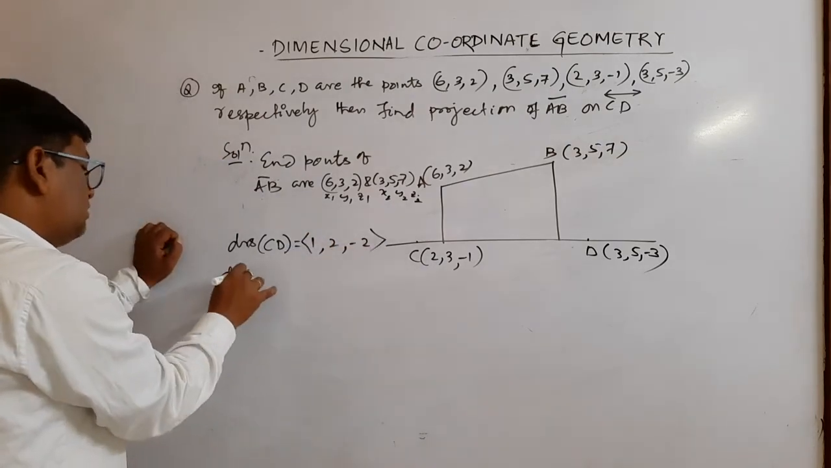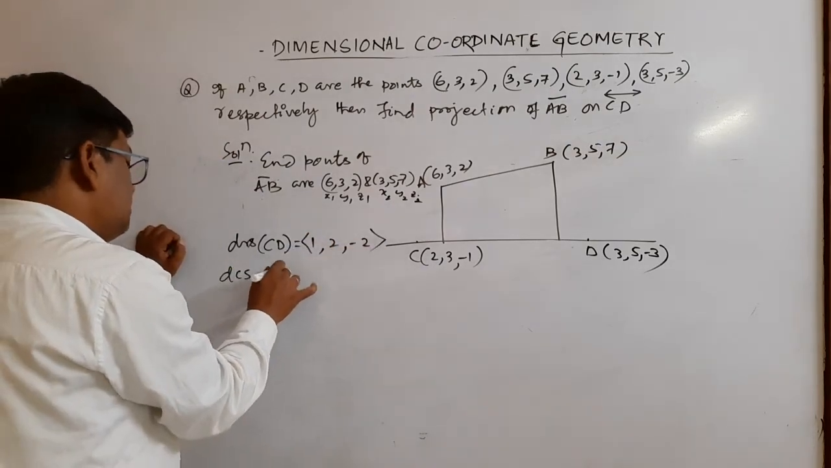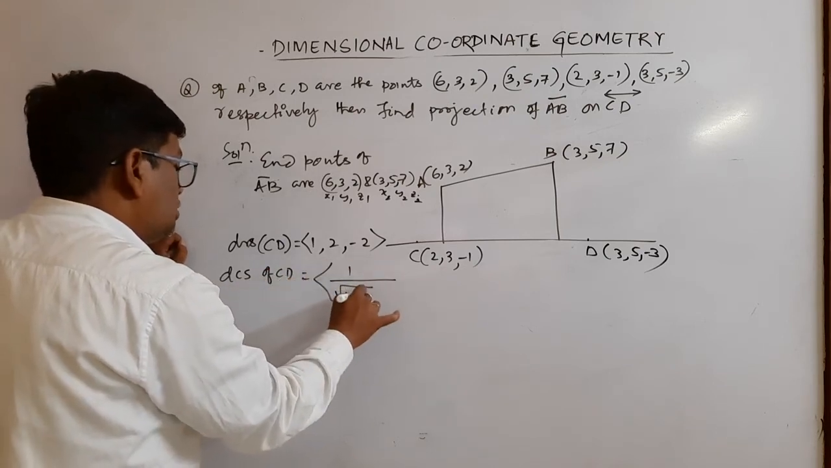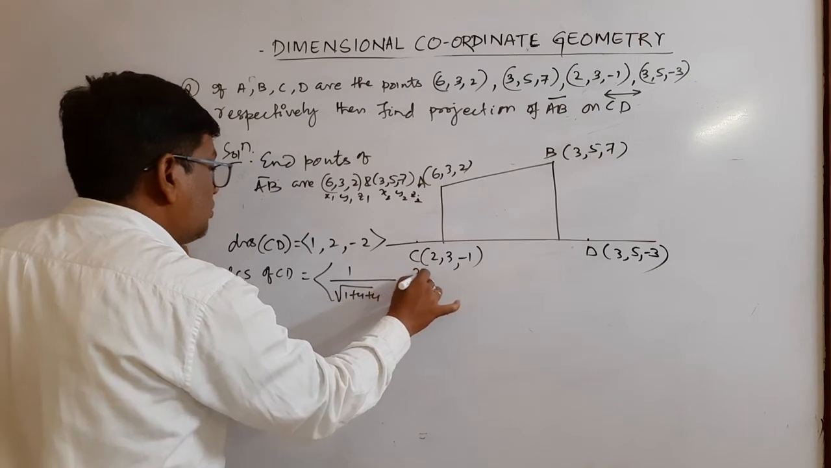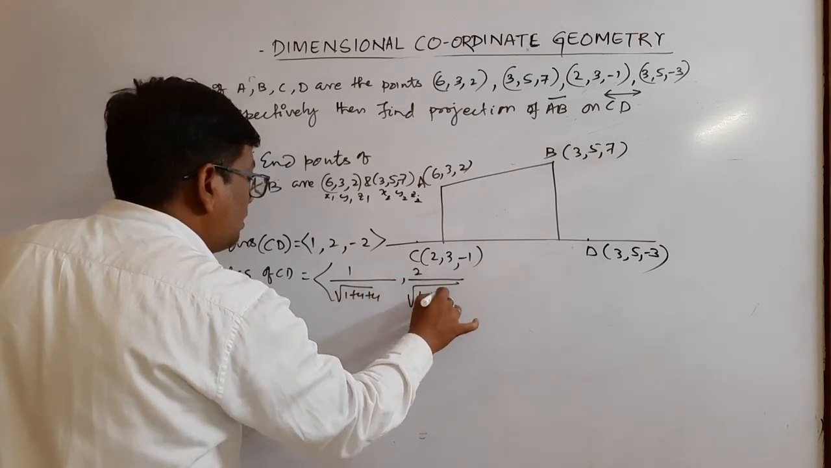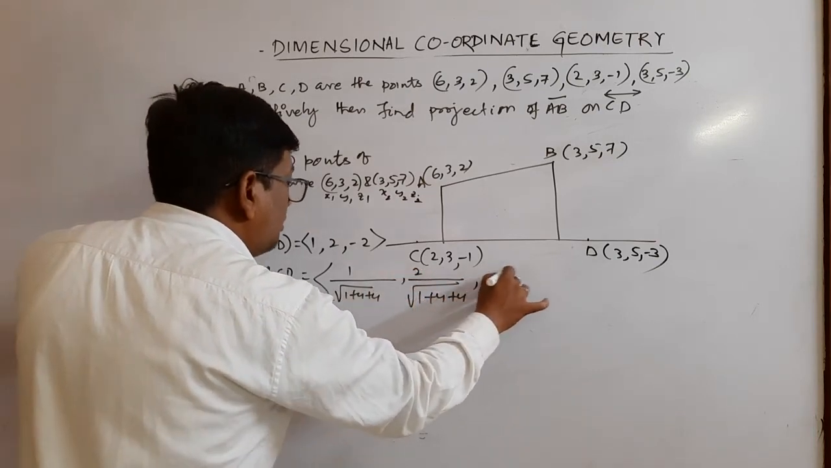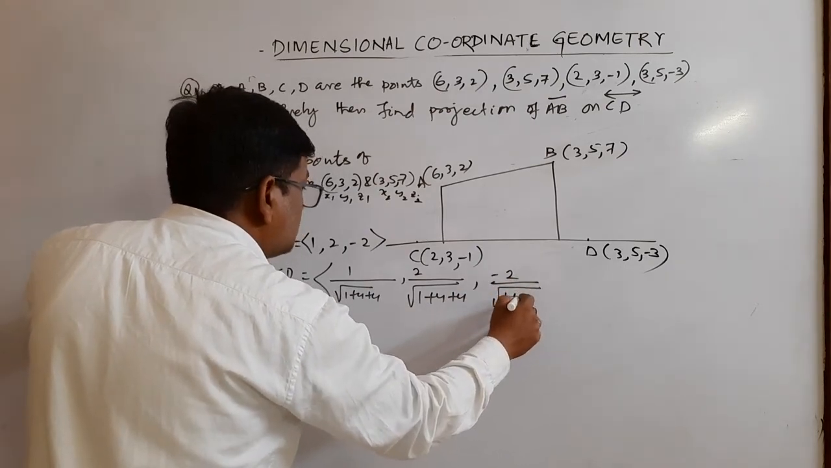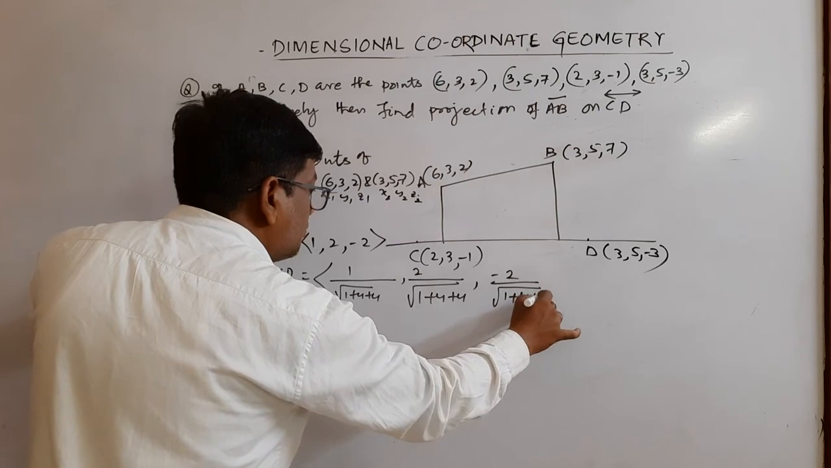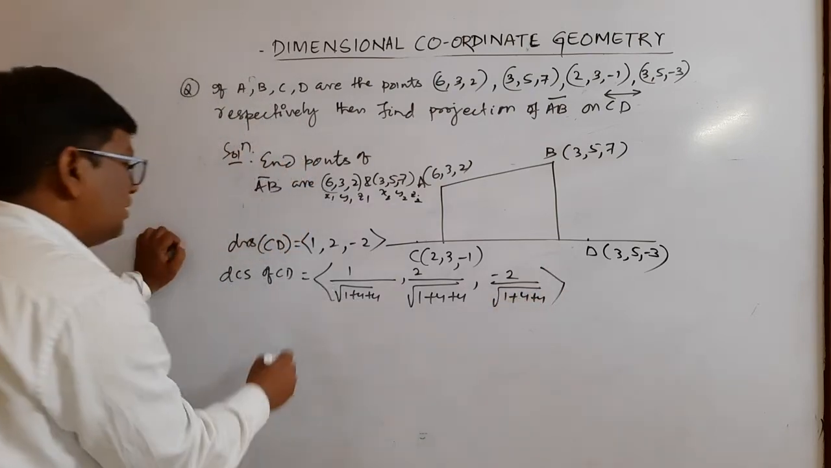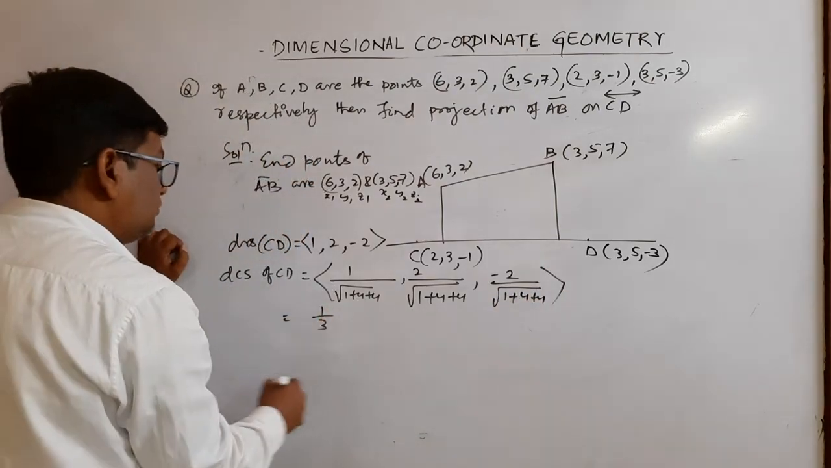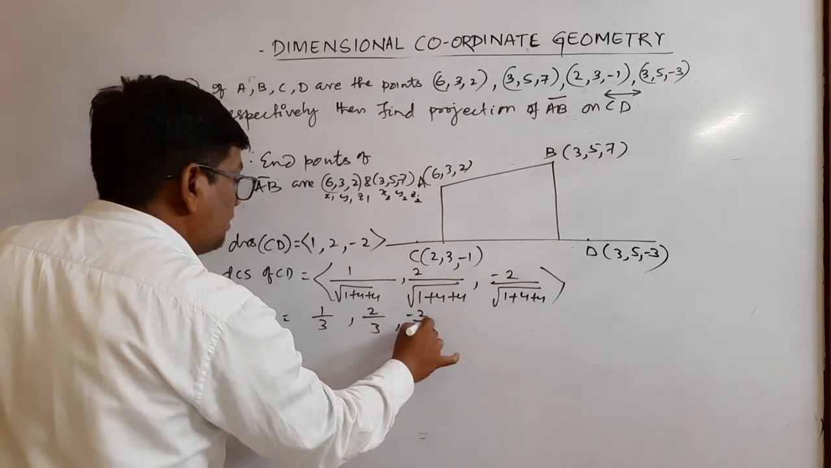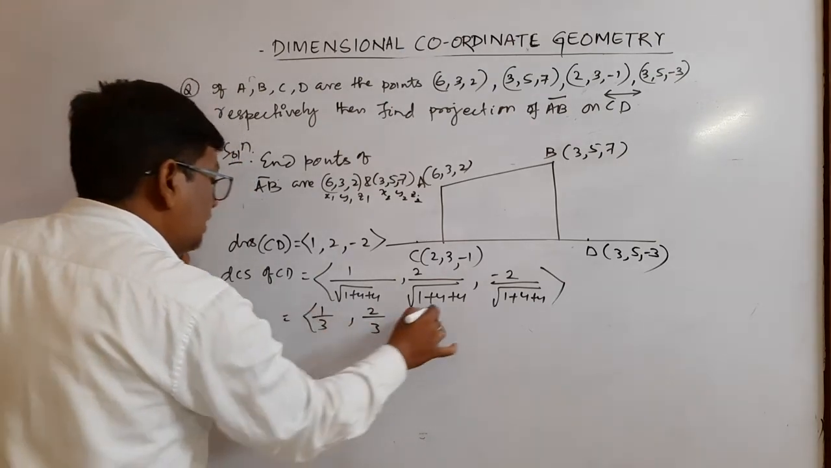DCs of CD: 1 by root over 1 plus 4 plus 4, 2 by root over 1 plus 4 plus 4, minus 2 by root over 1 plus 4 plus 4. So this is l, m, n: 1 by 3, 2 by 3 and minus 2 by 3.